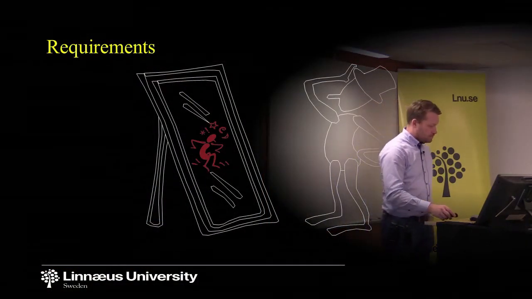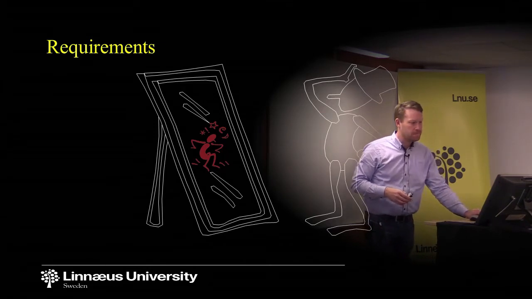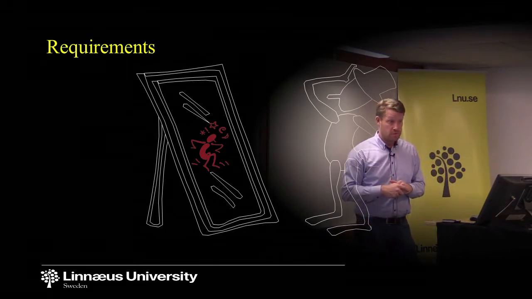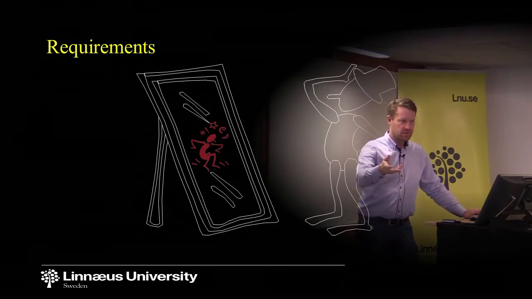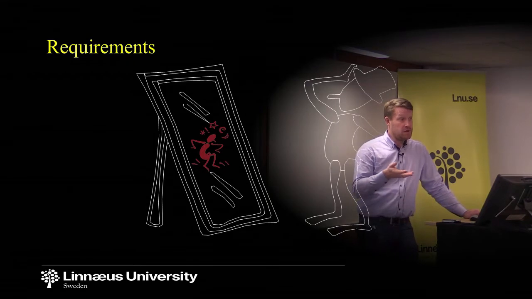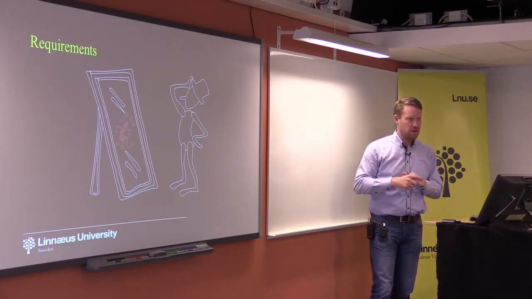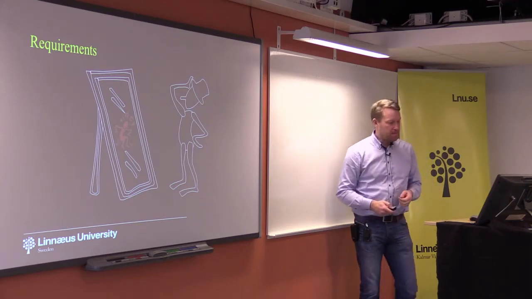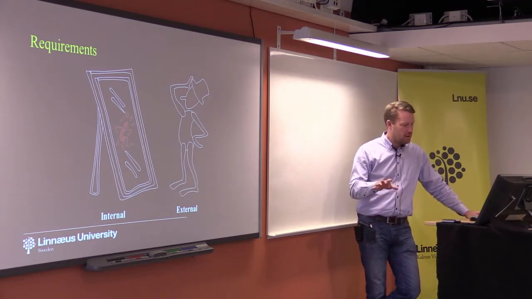So, here we have requirements. And we have this guy standing in front of the mirror. What I want to depict with this picture is the fact that there are different types of requirements. So apart from this work where you discuss with stakeholders like users and so on, there are also other types of requirements. And these requirements are not necessarily something you get from the end user. There can be other stakeholders, other parties that have an interest in the project that will give you these requirements. A very simple distinction here is between external and internal qualities, requirements.